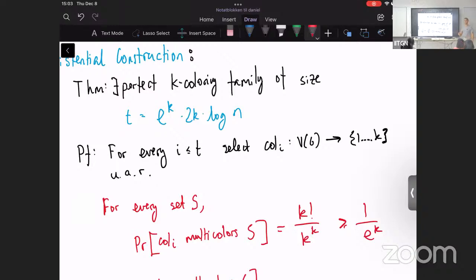With probability at least 1/2, I covered all the sets. So if I always output a k-coloring family of size precisely e to the k times 2k log n, and with probability at least 1/2 that family covers everything, then there exists at least one family that multicolors everything.